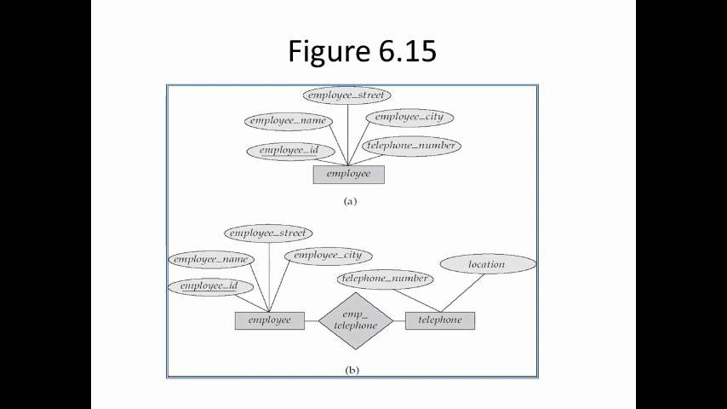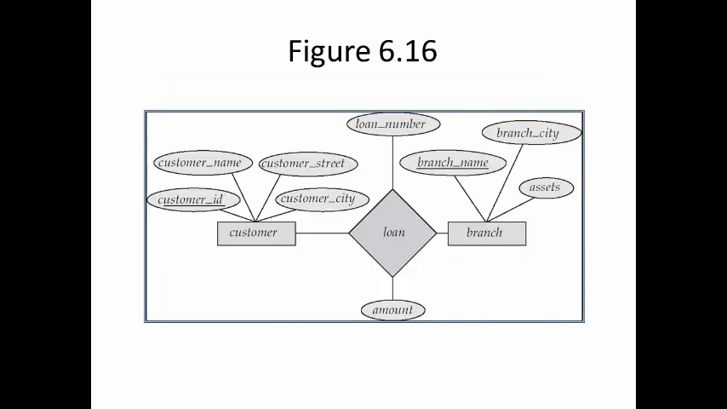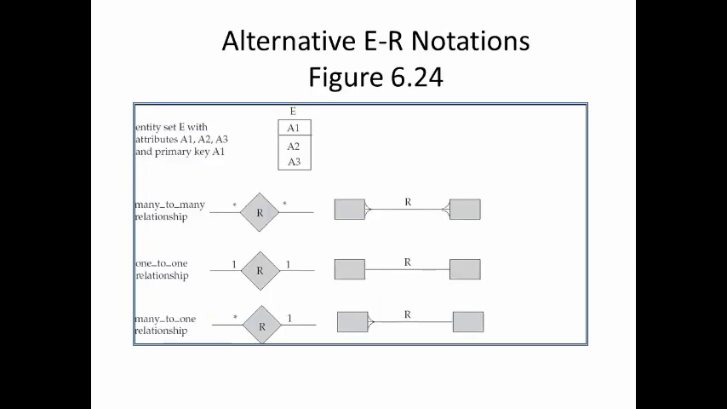Another example is there, the entity employee, having its own attributes well clearly defined in A, and also in B, having employee and then telephone entity, and there is a relationship set there that has been clearly set. That is a relationship set, employee telephone number. Here we have another one, figure 6.16, where we have loan as a relationship set. If you look at loan as a relationship set, it has its own attributes, because we have a relationship between customer and branch, and that relationship is through the loan itself.